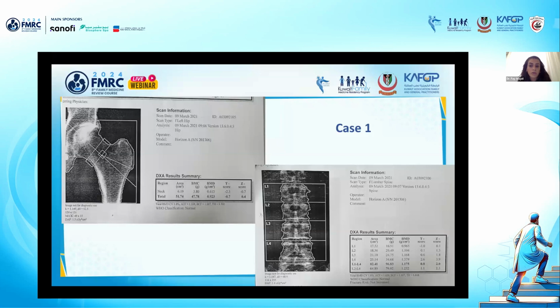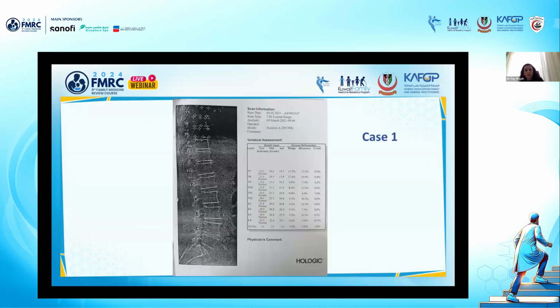So there is no discordance. You don't have to add the lumbar spine to the hip. Okay. And here is the vertebral fracture assessment.